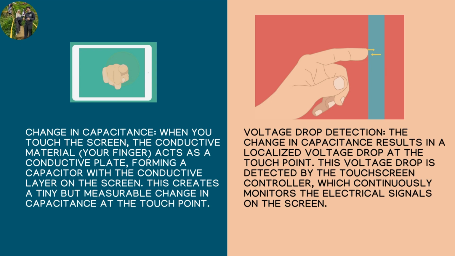So when the capacitance changes, current flows in the circuit, so a voltage drop will happen. The change in capacitance results in a localized voltage drop at the touch point. The voltage drop is detected by the touchscreen controller, which continuously monitors the electrical signal on the screen. So it will plot where you touch it.